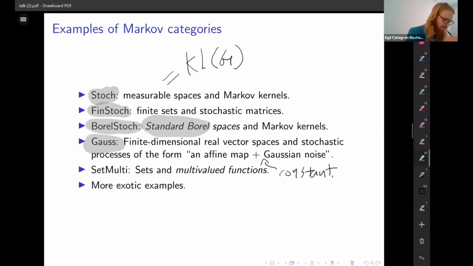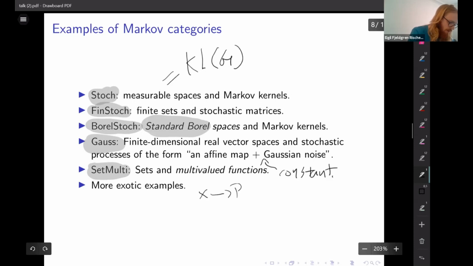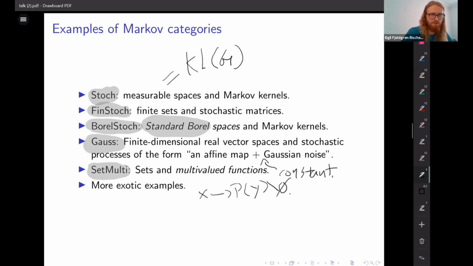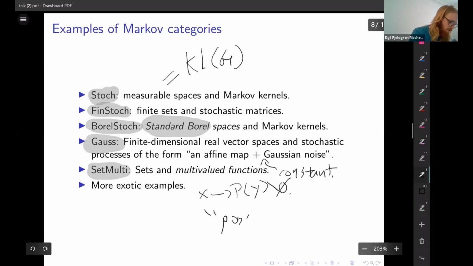Right, so then there's an even weirder example, which is this thing called SetMulti. This is the category of sets and multi-valued functions. So what's a multi-valued function? A multi-valued function is a map from X to the power set of Y, except the empty set. This is also sometimes called a total relation. You need to exclude the empty set to get this terminal unit property that we want. So you can think of this as describing possibility theory.